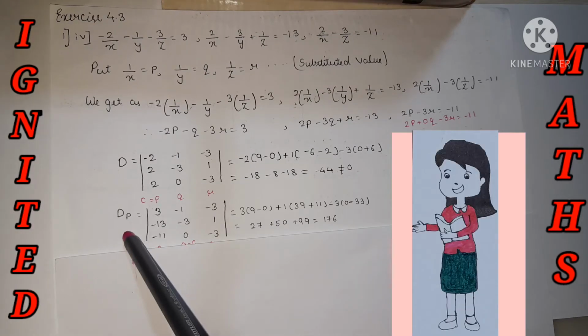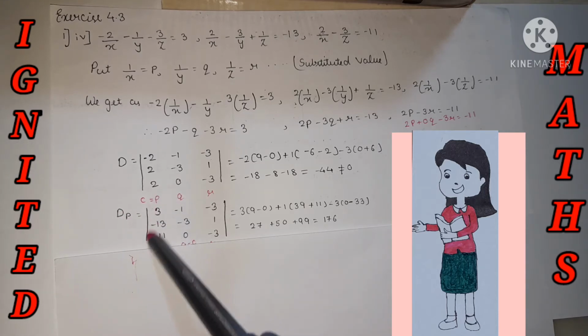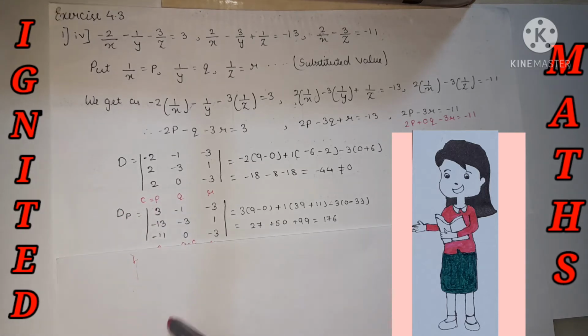Yes, but for Dp, in place of the p column, we need to write the constant terms. What will be the constant terms?